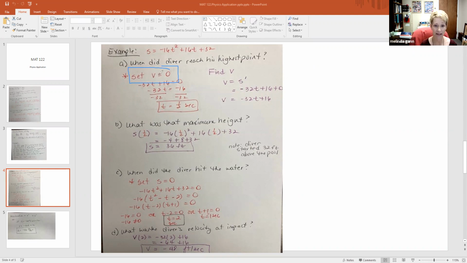Well, how do you find velocity? You take the derivative of your position. When it asks you, when did the object hit the ground, then you set S equal to 0. And you're going to have to factor to do that. Now, when it asks you what was the velocity, you've got to use your velocity formula and plug in a time. When it asks you what a height was, you got to take your position and plug in a time.